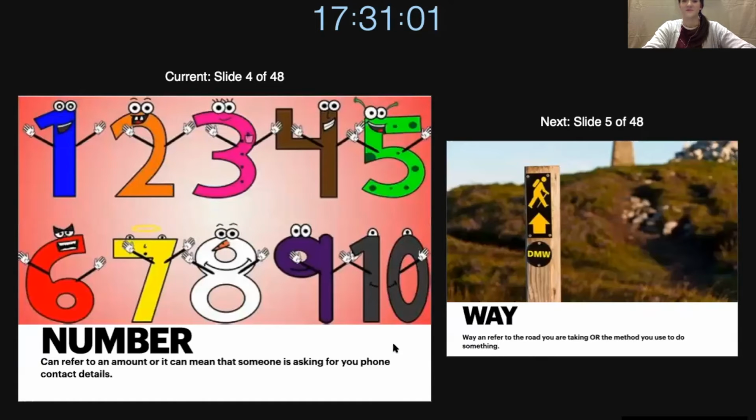Then we have number. We have from 1 to 10. And when we mix these numbers, we get higher numbers. For example, if we put these two together, like 1 and 2, we will get 12. Or if we say 2 and 5, we get 25. So these are mixing of the 10 basic numbers that we learn about.